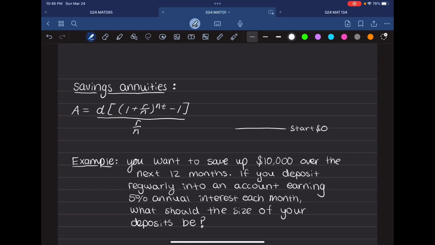But let's say the first month, we're going to deposit some money, and that's going to be our D. And so we get this money right here. And then the next month, we're going to deposit some more money, and it's going to be the same D. And since we had money in the account, interest is also going to accumulate based off of our interest rate R and how frequently we're compounding. And this is basically going to happen again and again and again, and we're going to build up a savings.